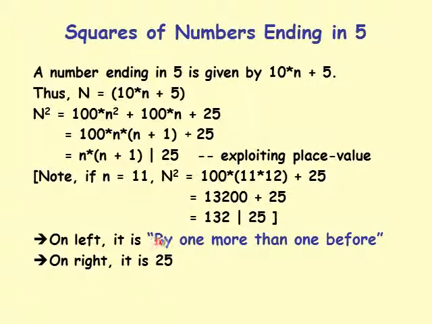On the left, it's 1 more than the 1 before. This is the sutra we are going to use here. n was the original number on the left. We say n times (n plus 1), by 1 more than the 1 before. On the right, it's 25.